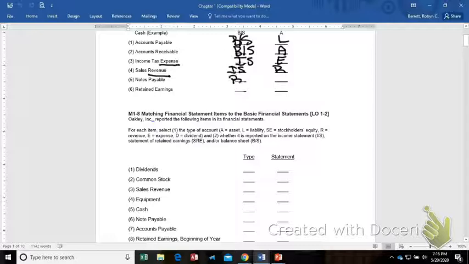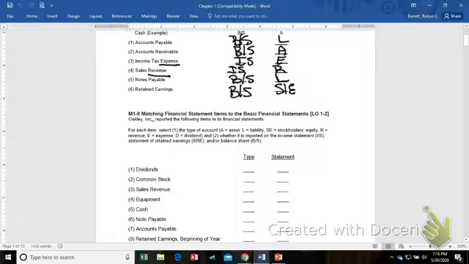Balance sheet, and it's a liability. And then the last one on this one was statement of retained earnings. Balance sheet. And this one is stockholders' equity. Okay, so now the next one, it added the statement of retained earnings. That's the only difference here.